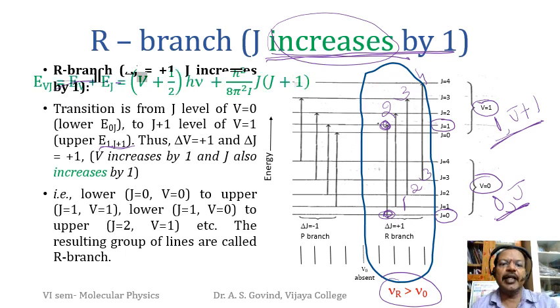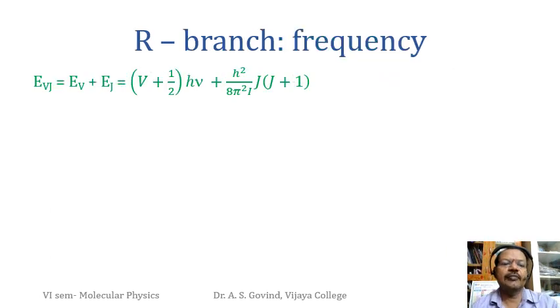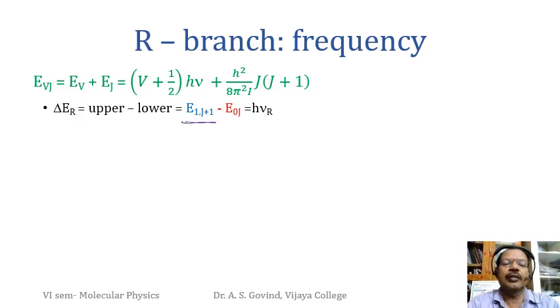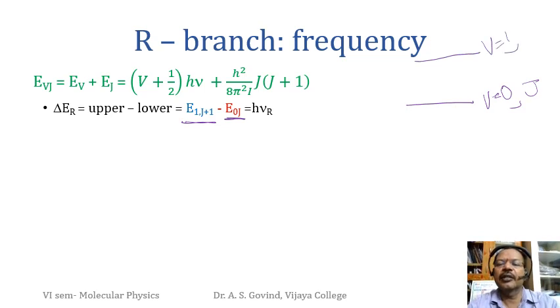Now we will calculate that as we did earlier. So this is the equation repeated. And similarly, we take the upper minus lower. Upper is V1, J plus 1. Lower is V0 and J. Lower energy is V equals 0 and any value of J. Upper energy is V equals 1, the corresponding J plus 1. And we take the difference.